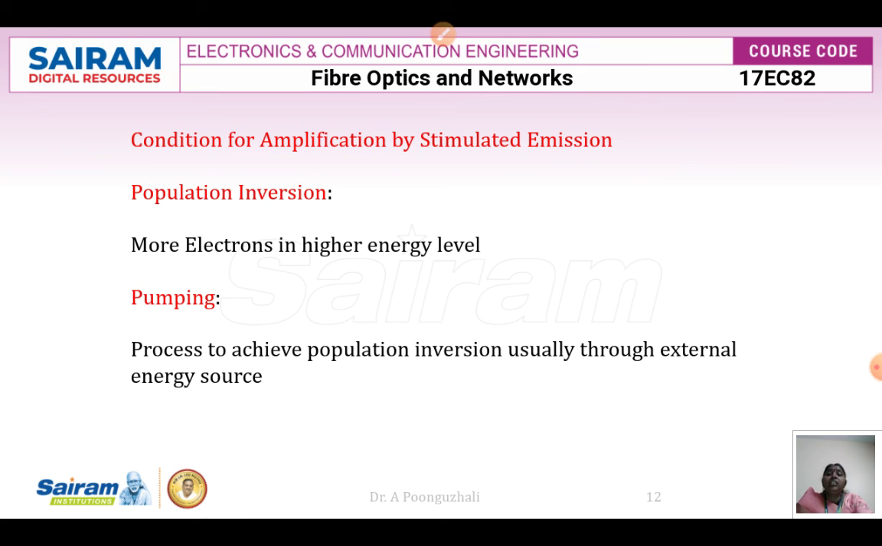The condition for amplification by stimulated emission is population inversion. Population inversion means more electrons are excited to the higher energy level. Pumping is the process to achieve population inversion, and it is done by an external energy source. So stimulated emission can be achieved by the pumping process, which is done through an external energy source.